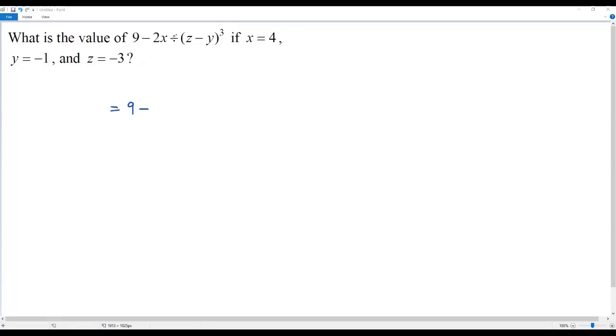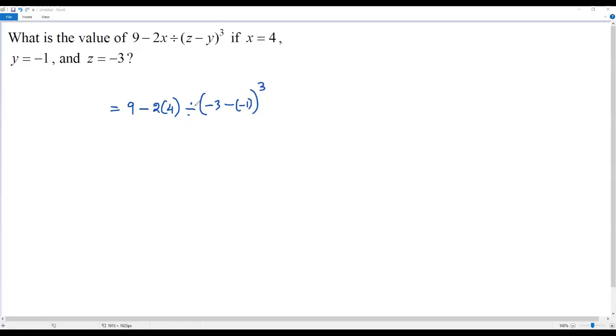So we have 9 negative 2x. That means 2 times, and for x we plug in 4. So 2 times 4 divided by, inside the parenthesis we have z negative y. The value of z is negative 3. Negative, the value of y is negative 1. So let's take negative 1 over here, and we have exponent 3. Now this is a numerical expression because it contains only numerical values.